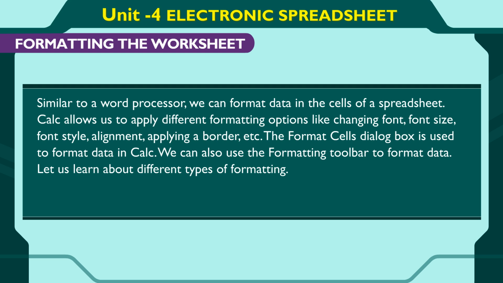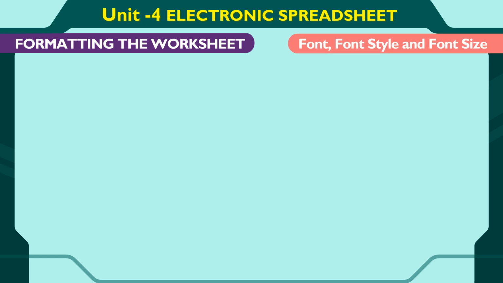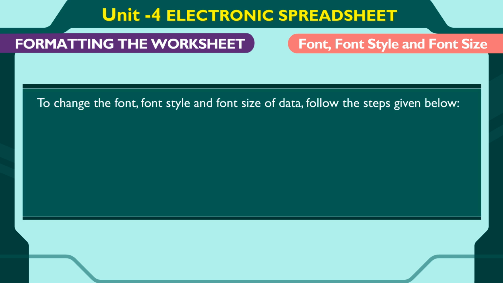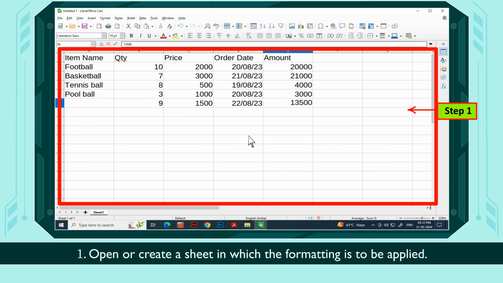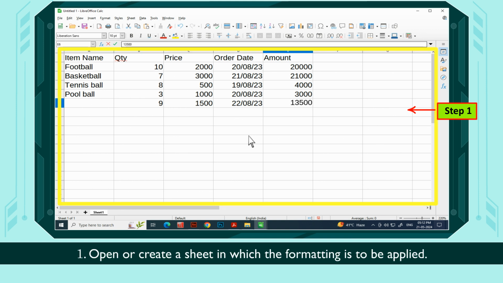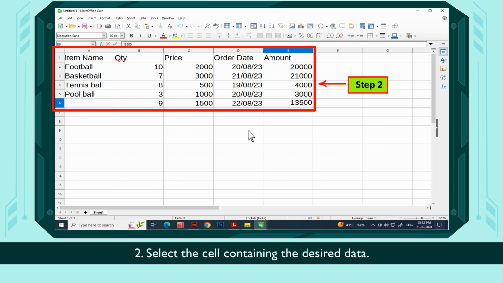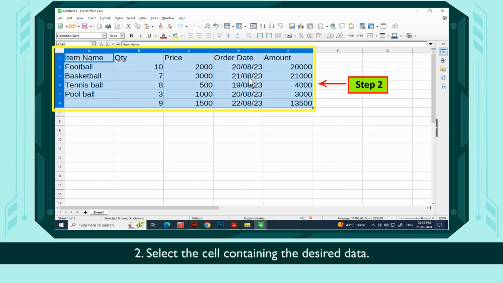Let us learn about different types of formatting. Font, font style and font size. To change the font, font style and font size of data, follow the steps given below. 1. Open or create a sheet in which the formatting is to be applied. 2. Select the cell containing the desired data.